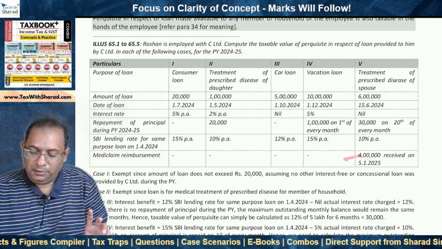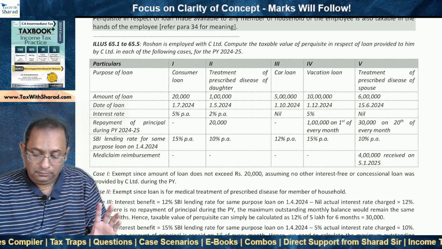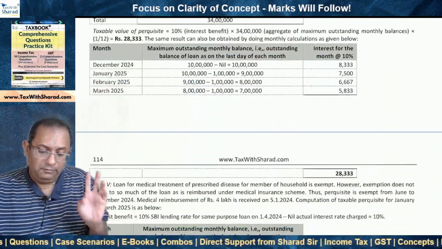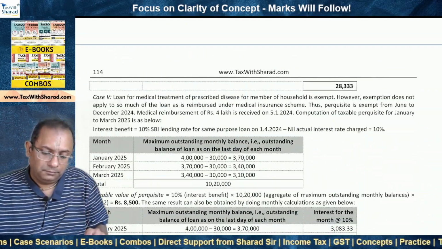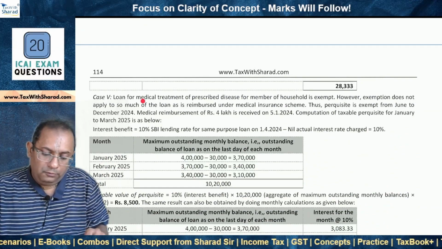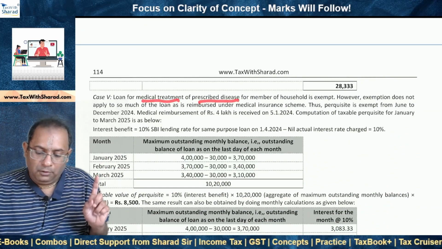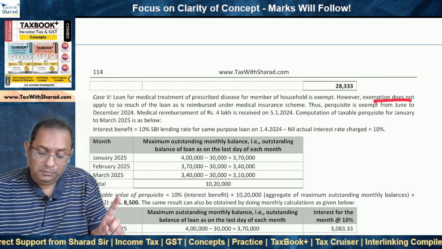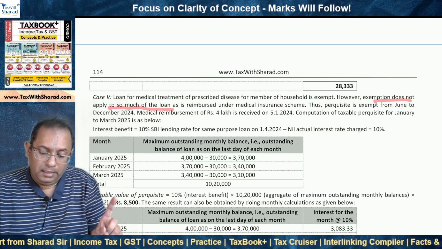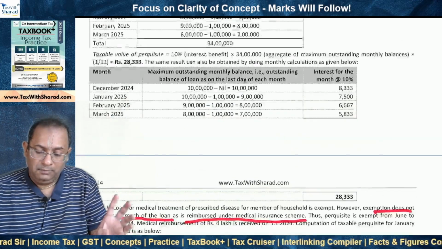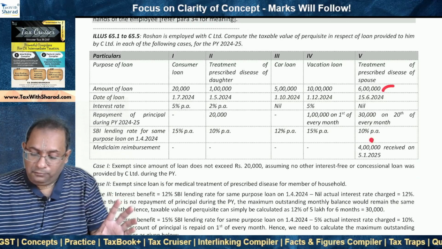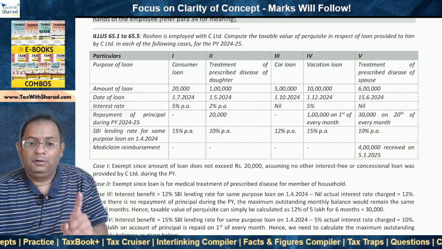So 4 lakh has been received on 5th January 2025. So loan for medical treatment of prescribed diseases for member of household is exempt. However, as we noted above, exemption does not apply to so much of the loan as is reimbursed under medical insurance scheme. So that means while 6 lakh is exempt, but out of 6 lakh, 4 lakh has been reimbursed, so 4 lakh will not be exempt.